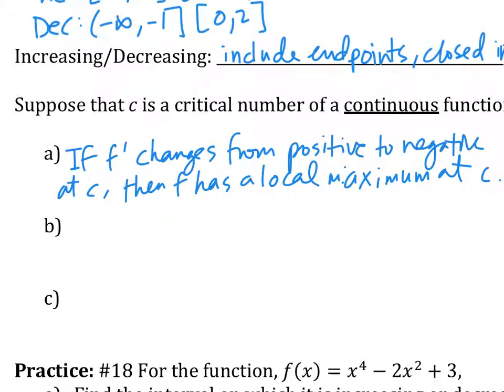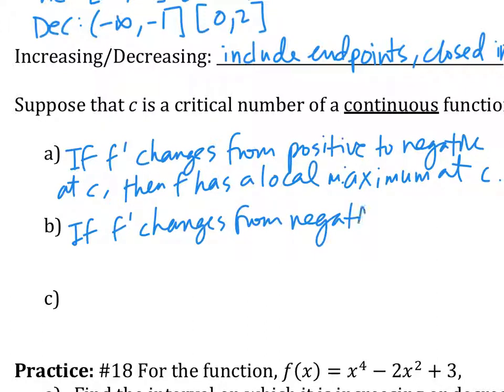Okay, same thing. How did you know that this point is a local min? Then you'll say that f prime changes from negative to positive at c.